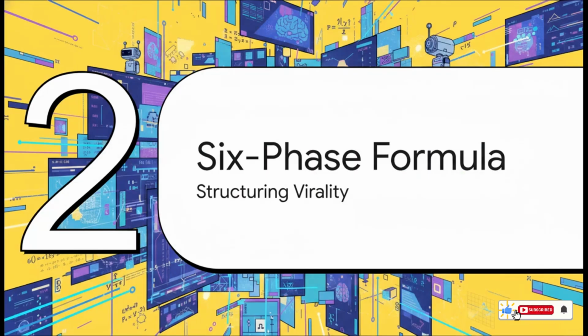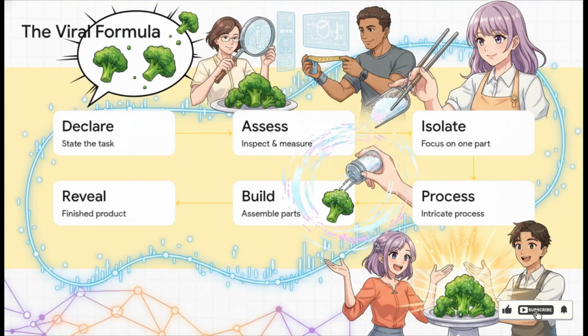Moving on to Section 2, the 6-phase formula. This is how you actually structure that virality. Because let's be real, you can't just slap a bunch of random AI clips together and hope it goes viral. There is a very rigid, almost mathematical pacing to this.